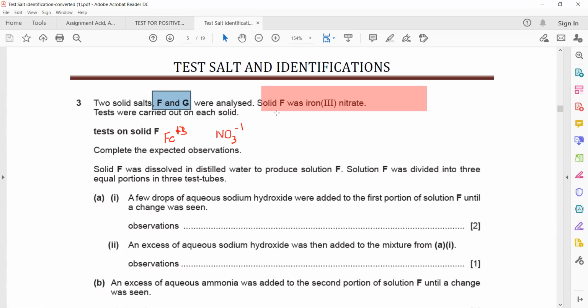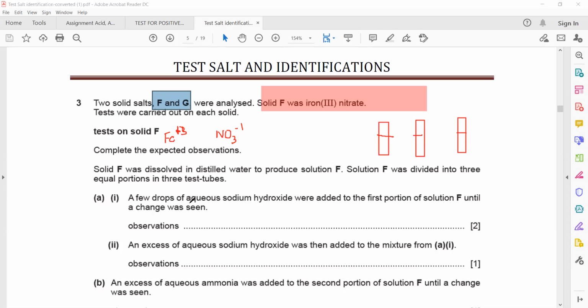Two salts F and G were analyzed. F was iron 3 nitrate. So iron plus 3 is there and nitrate NO3. Solid F was dissolved in distilled water. We dissolve first in water. And the solution F was divided into 3 equal portions in the test tube. So test tube 1, test tube 2 and test tube 3 all have the equal portion of iron 3 nitrate.